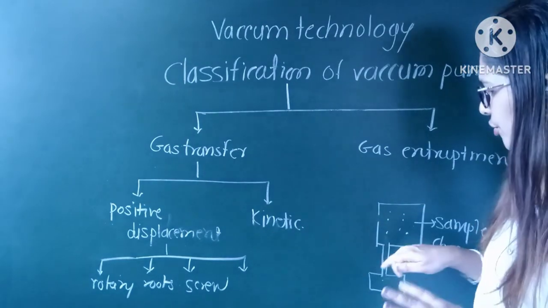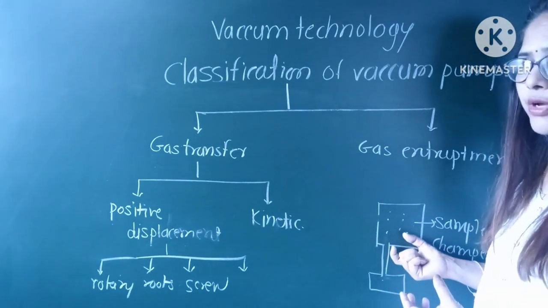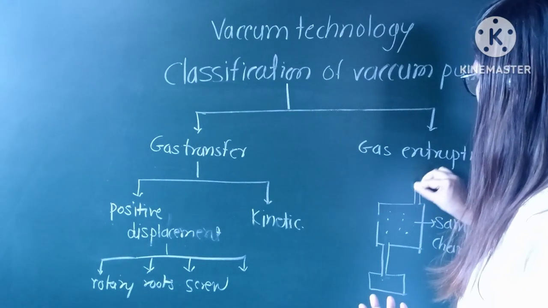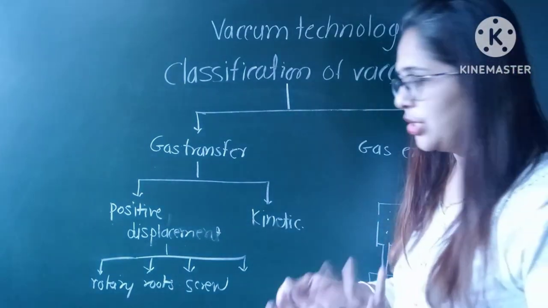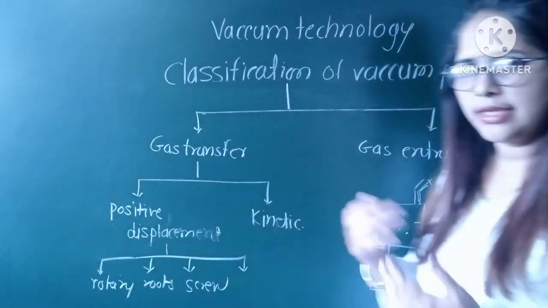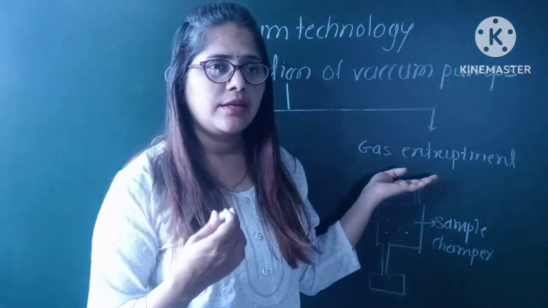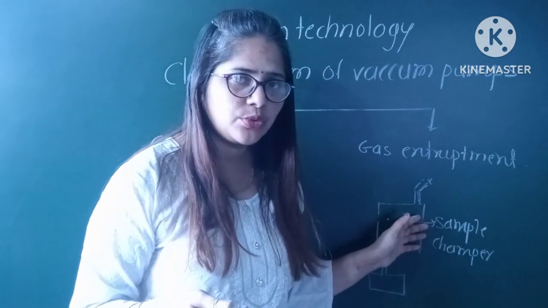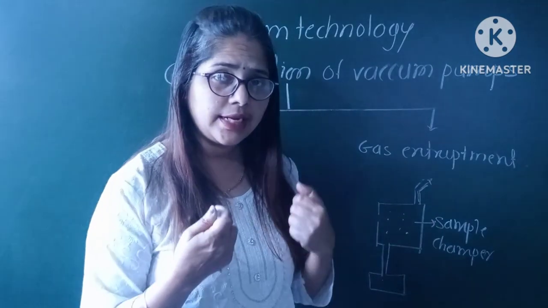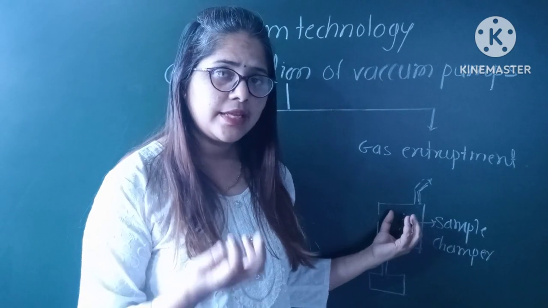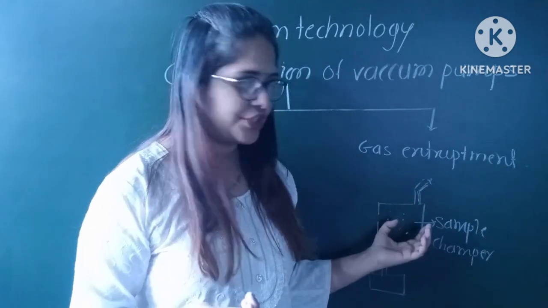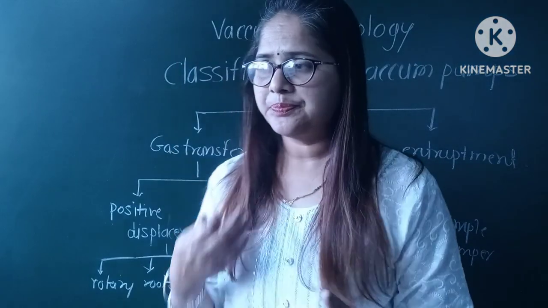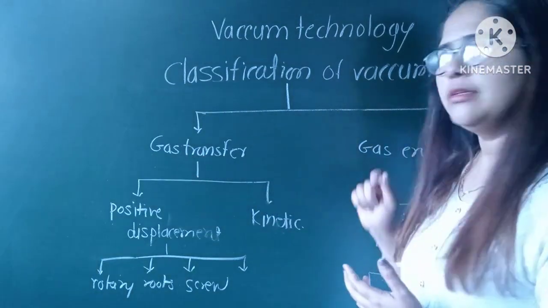But in a kinetic pump, you are providing some kinetic energy. For example, if you are heating, these air molecules will get heated and come out of the vacuum chamber by themselves. This other type is called kinetic. And in gas entrapment, as I already said, we do some electrical and magnetic arrangement so that the air molecules get some energy, collide with the walls of the sample chamber and get absorbed. It means the air molecules inside the sample chamber are trapped inside the chamber only, and in gas transfer, they are removed from the chamber. This is how we classify vacuum pumps into gas transfer and gas entrapment.